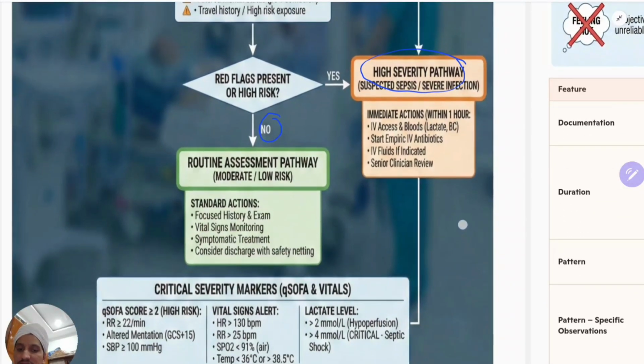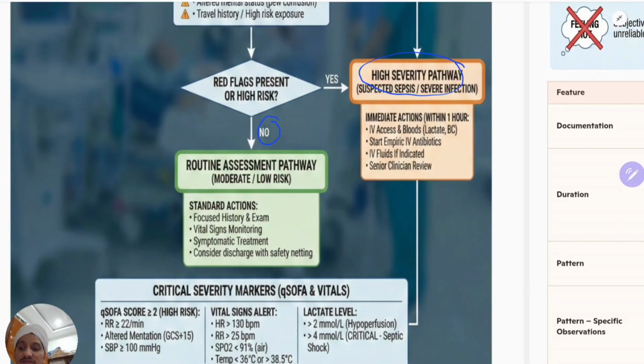There are 2 methods. One was discussed yesterday, that was about SIRS, severe sepsis, and septic shock. If the patient has severe sepsis, or is in septic shock, then it is considered severe infection. Or, in the updated guidelines, these scores or vital signs should be used to assess the severity.